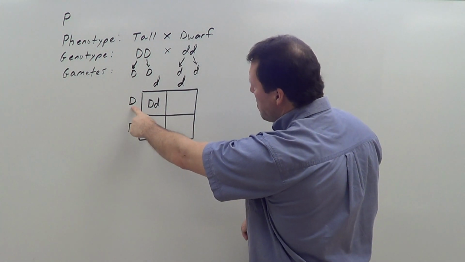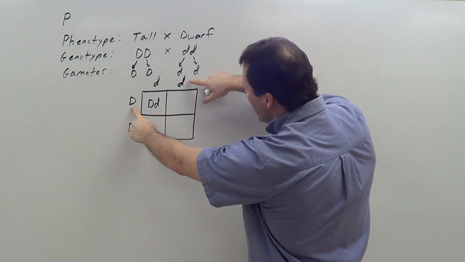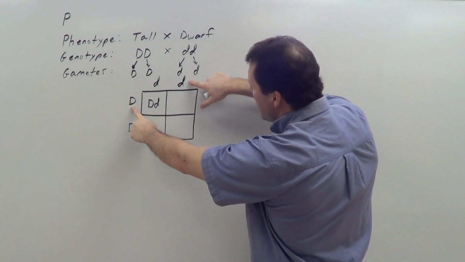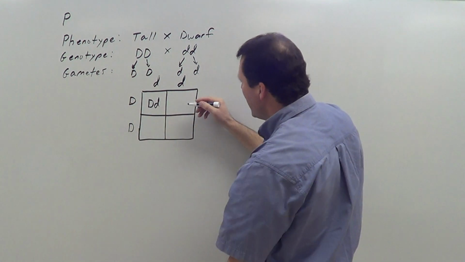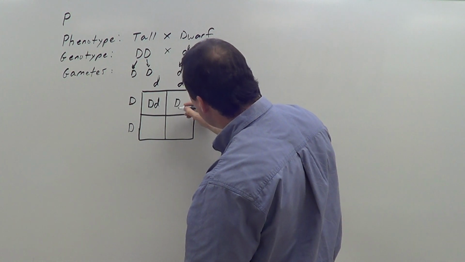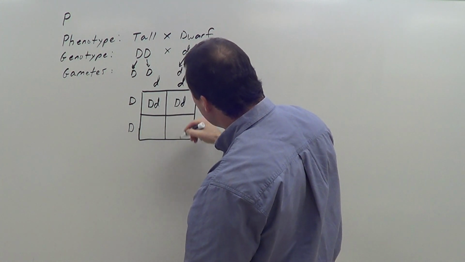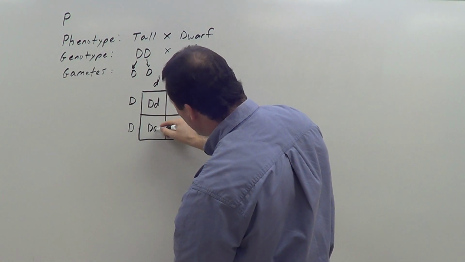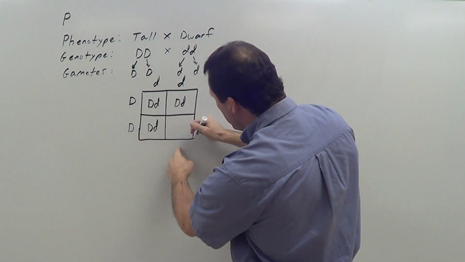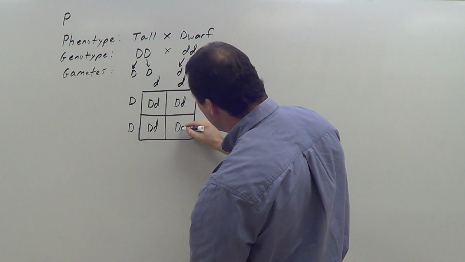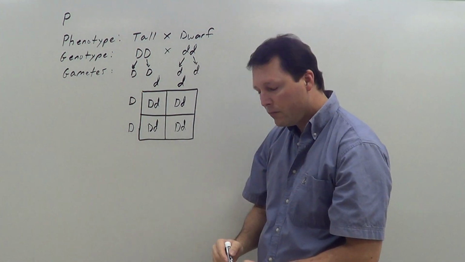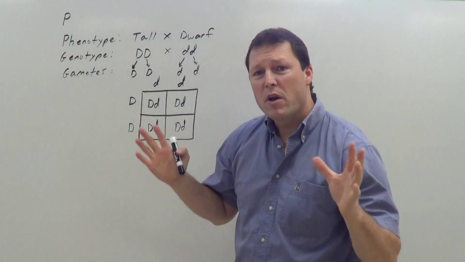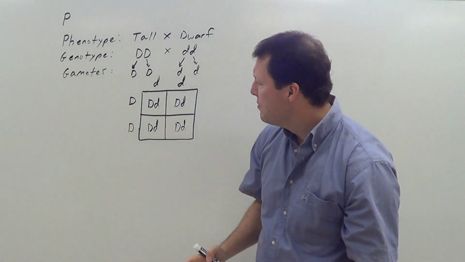What if this gamete containing a capital D got together with this gamete containing a lowercase d? Again, the genotype of that offspring would be capital D, lowercase d. And the same thing goes here. Capital D, lowercase d. And the same thing goes here. Capital D, lowercase d. Now I want to go ahead and summarize my results.